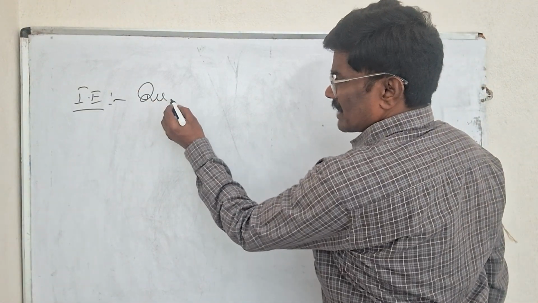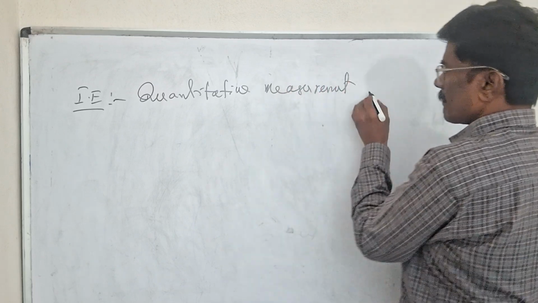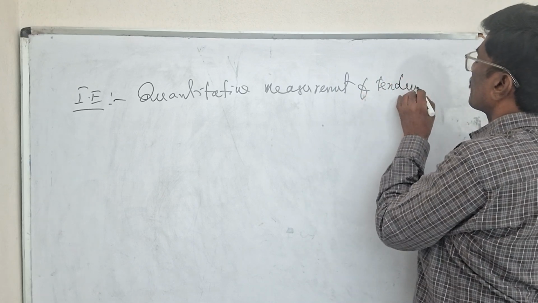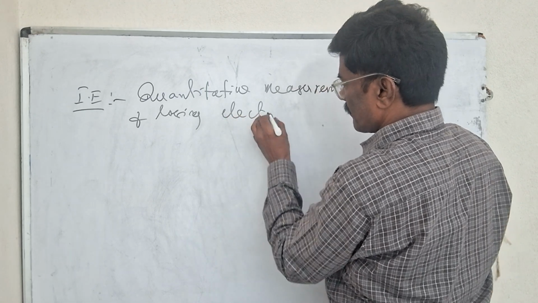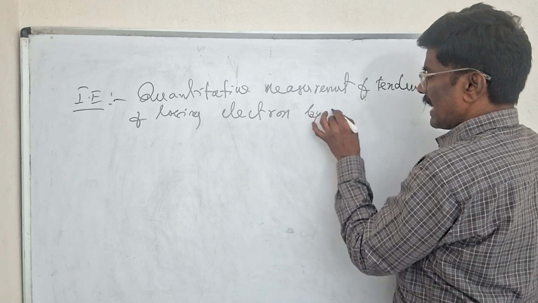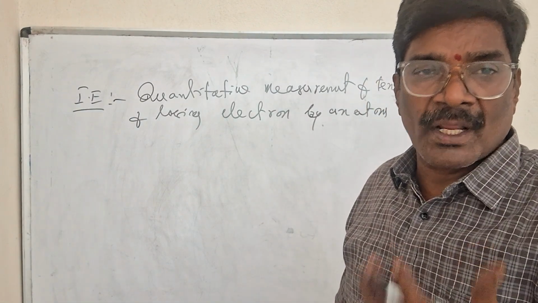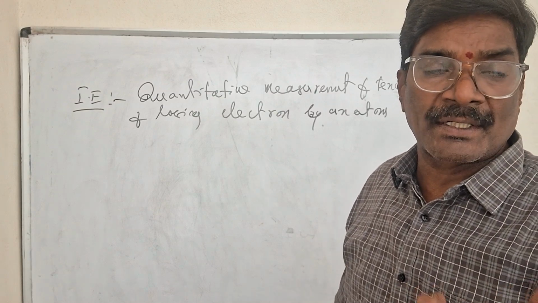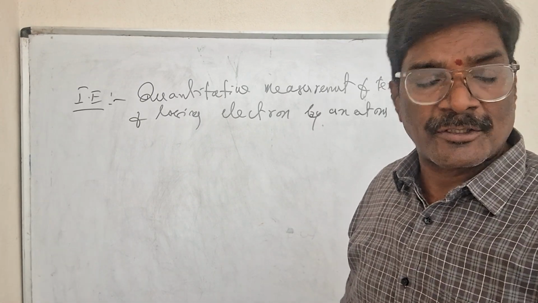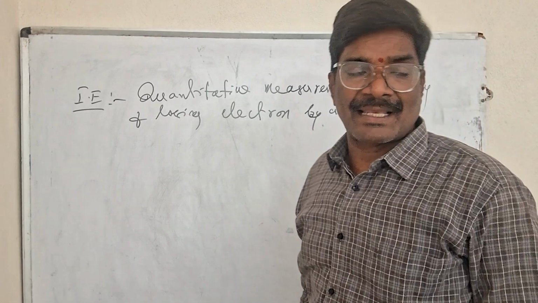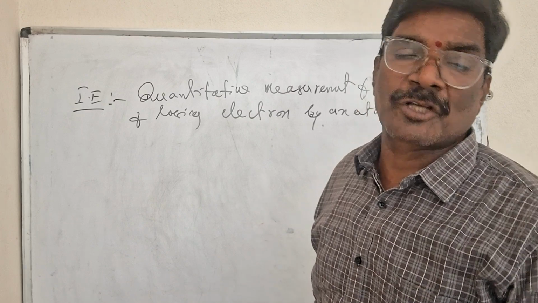It is a quantitative measurement of a tendency of losing electrons by an atom. It means quantitatively you have to calculate. We should know the energy required to remove the electron from an atom. Which atom? Neutral, isolated, and gaseous atom. From a gaseous, isolated, and neutral atom, if you want to remove an electron, the energy required is called ionization enthalpy.